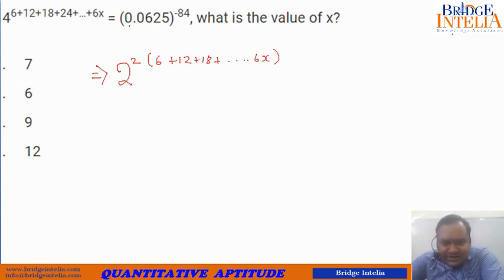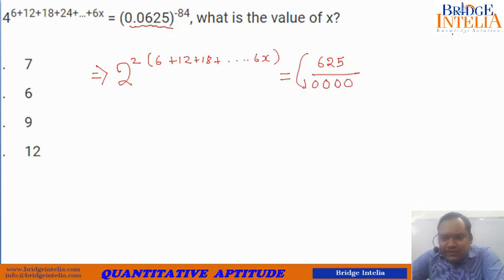Now here comes the trickier part, 0.0625. So what is that actually? If you realize carefully, this is 625 by 10000. Why? Because there are 4 digits after the decimal. If you are removing the decimal, you'll have to convert it to fractional form, so the denominator will be 1 followed by as many zeros as there are digits after the decimal.